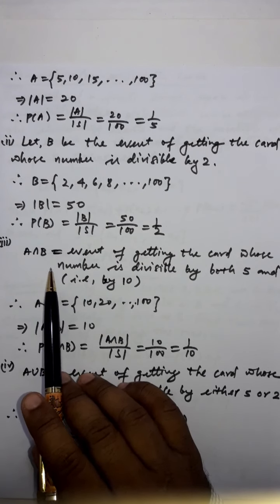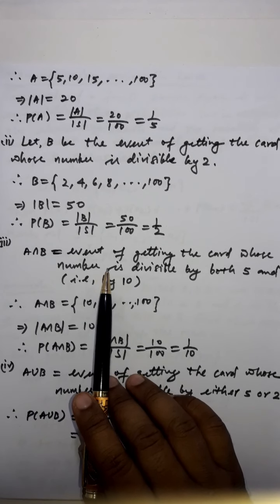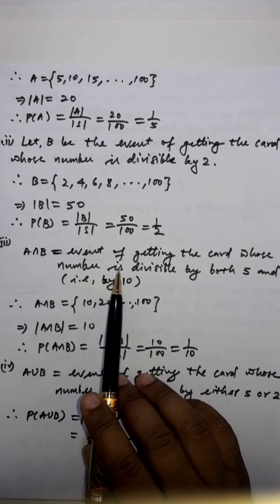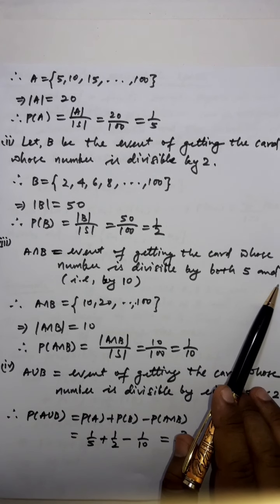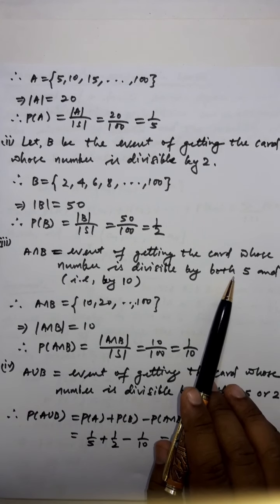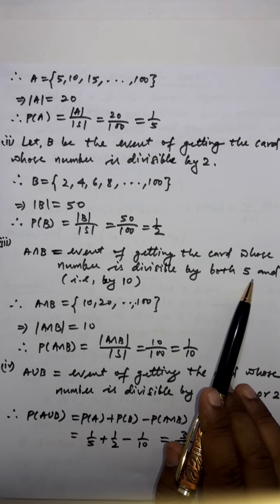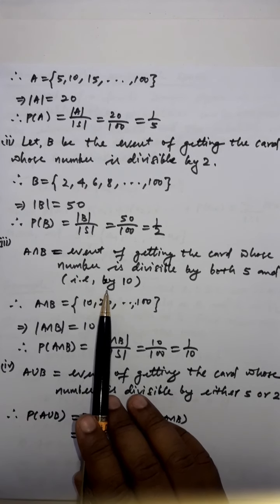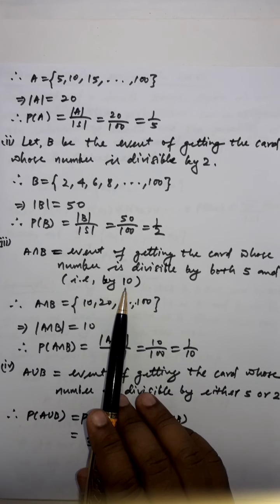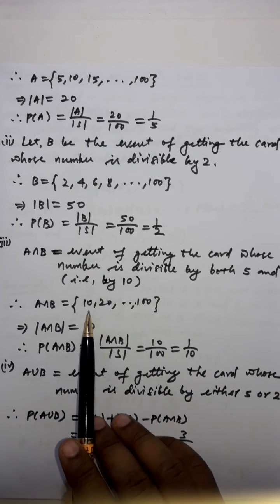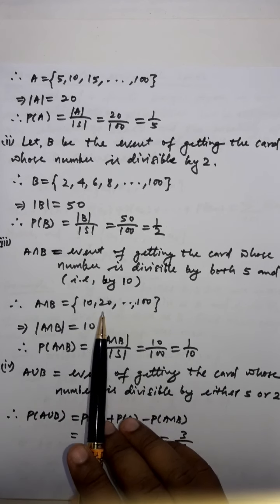Now our third question is to find the probability of the event of getting the card whose number is divisible by both 5 and 2. If a number is divisible by both 5 and 2, then we can say that it is divisible by 5 into 2, that is 10. So the numbers which are divisible by 10 between 1 to 100 are 10, 20, up to 100.